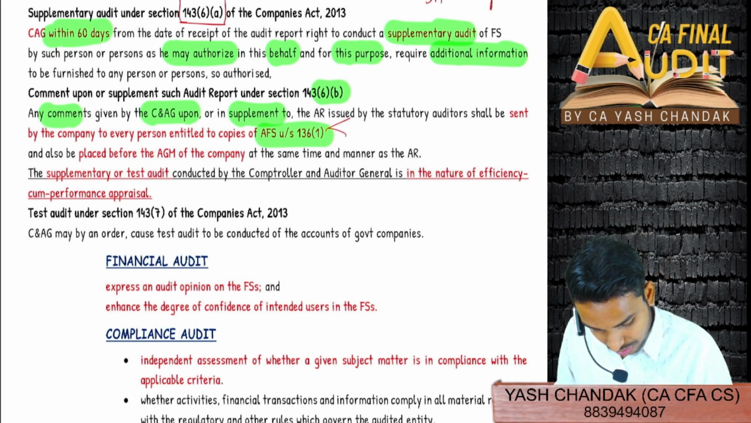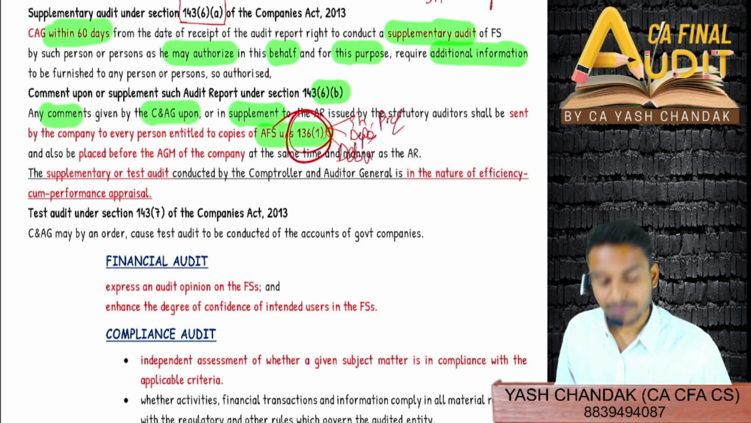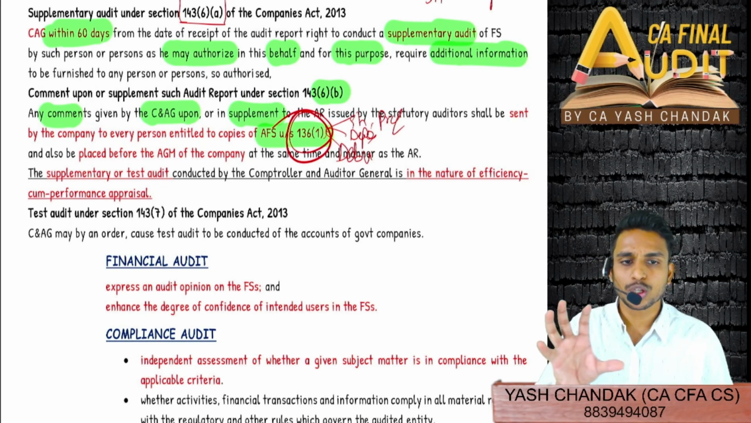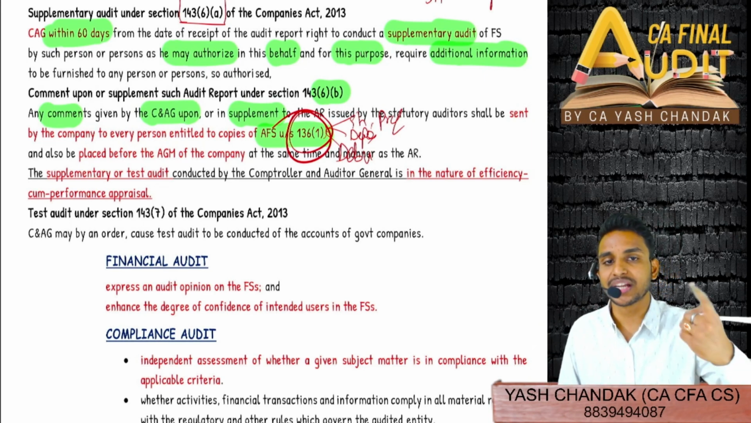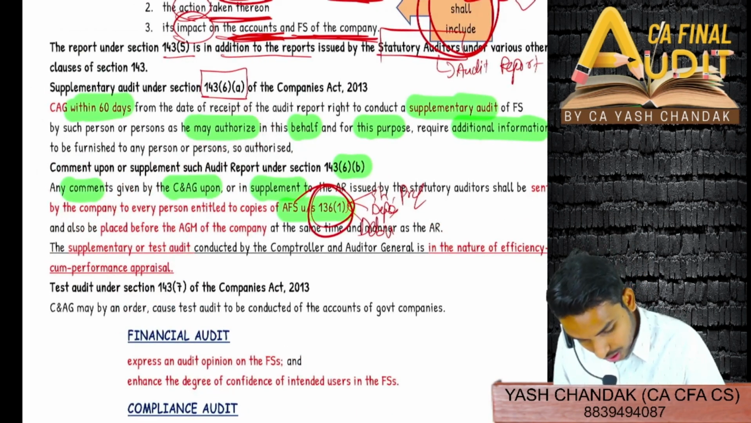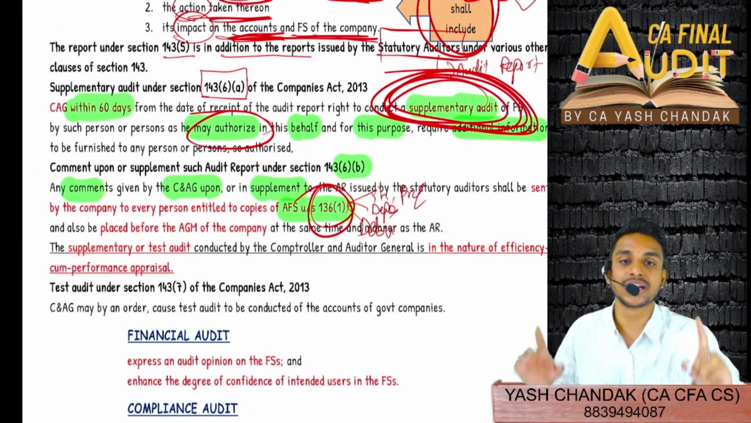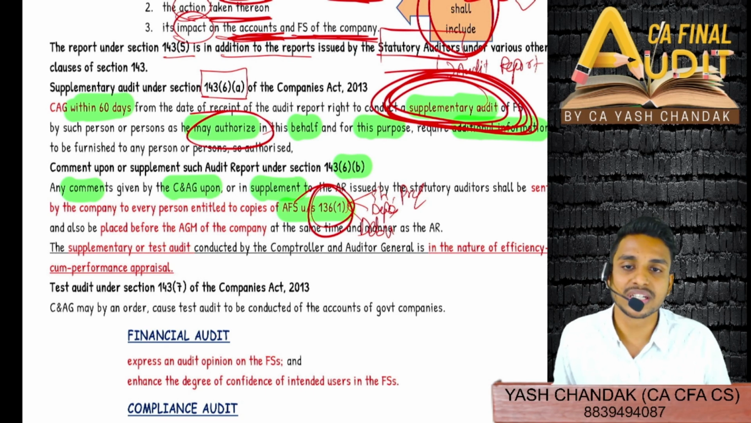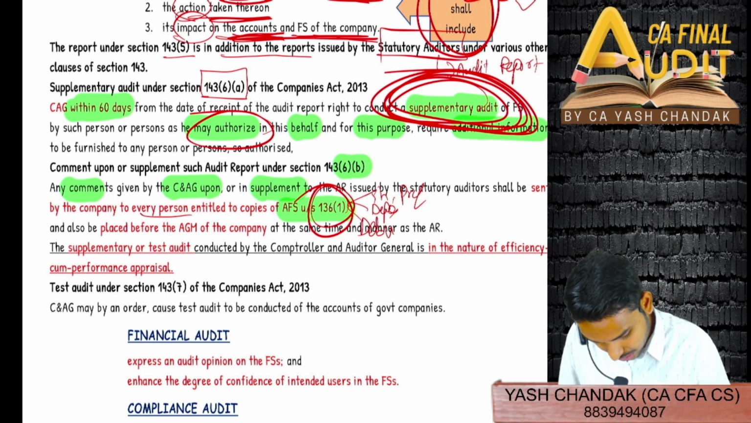Who are these persons? Shareholders, preference shareholders, deposit holders, debenture holders. These are all covered under Section 136 subsection 1. So to all these persons you have to give the annual financial statement. To the same persons you will also have to give this supplementary audit report. The 136 subsection 1 persons, and it is placed before the AGM of the company.